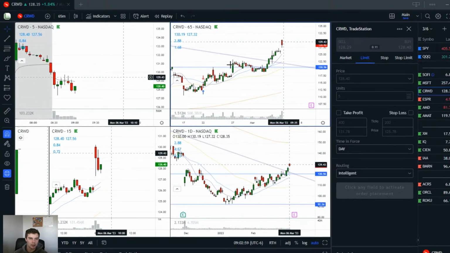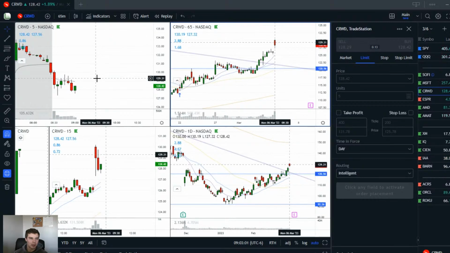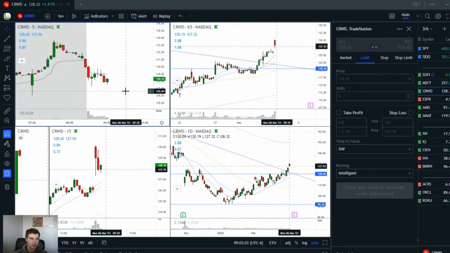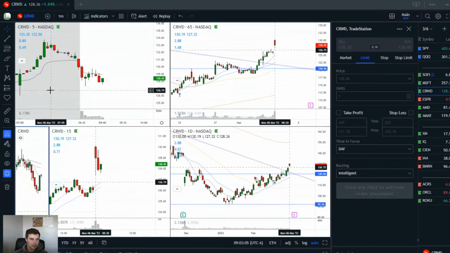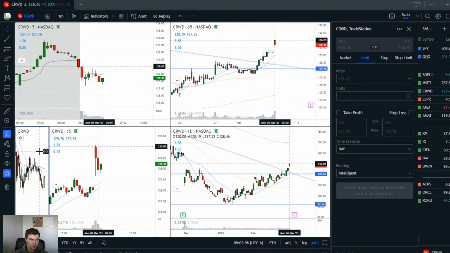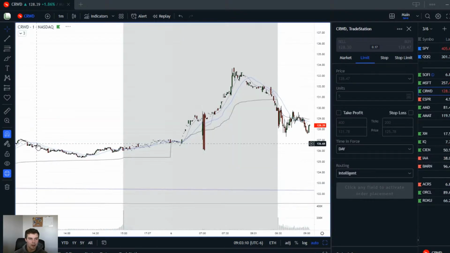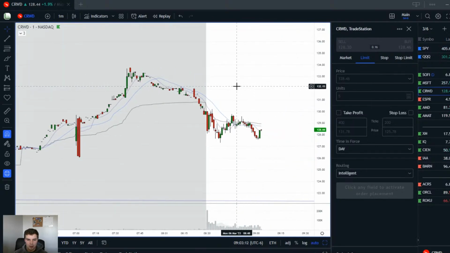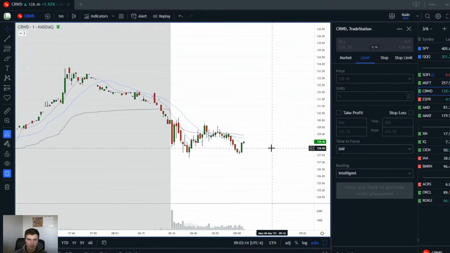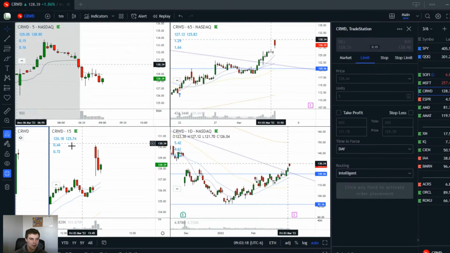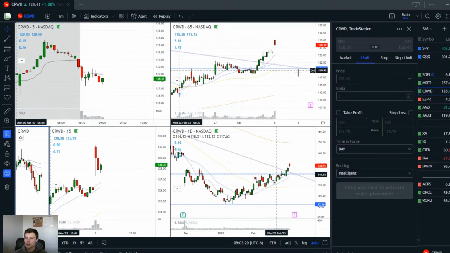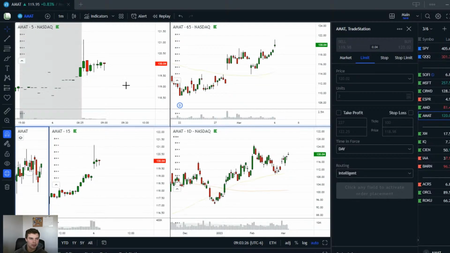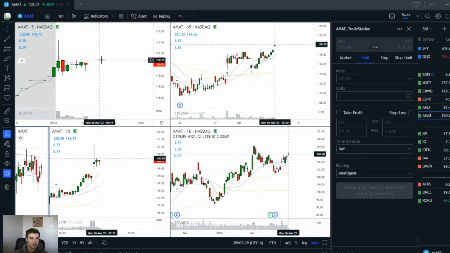Crowd is bottoming again. Look at this volume spike now. A little bit tempted to bid for some crowd again. Keep an eye on that. Microsoft's looking good. Markets are looking higher. This AMAT's looking pretty solid too, guys.